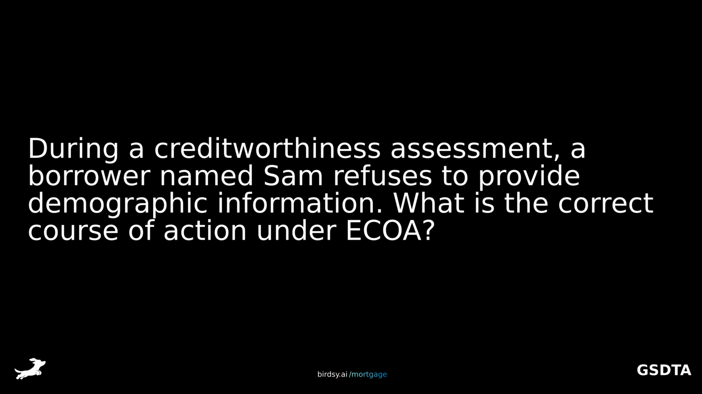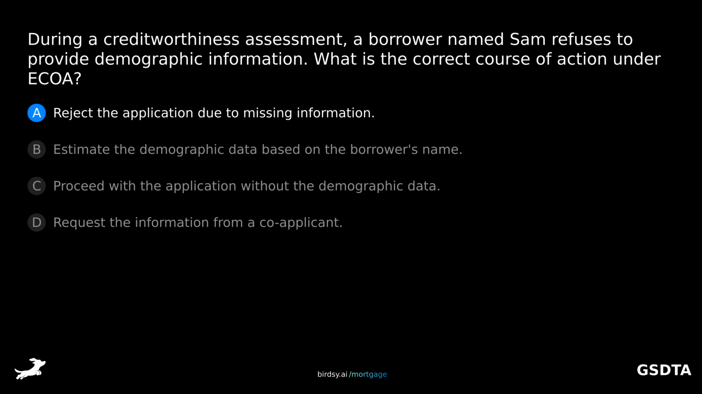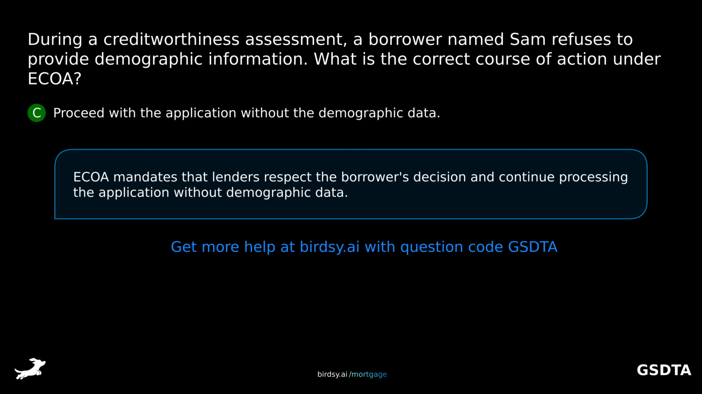During a creditworthiness assessment, a borrower named Sam refuses to provide demographic information. What is the correct course of action under ECOA? Is it A, reject the application due to missing information? B, estimate the demographic data based on the borrower's name? C, proceed with the application without the demographic data? Or D, request the information from a co-applicant? The answer is C, proceed with the application without the demographic data. ECOA mandates that lenders respect the borrower's decision and continue processing the application without demographic data.